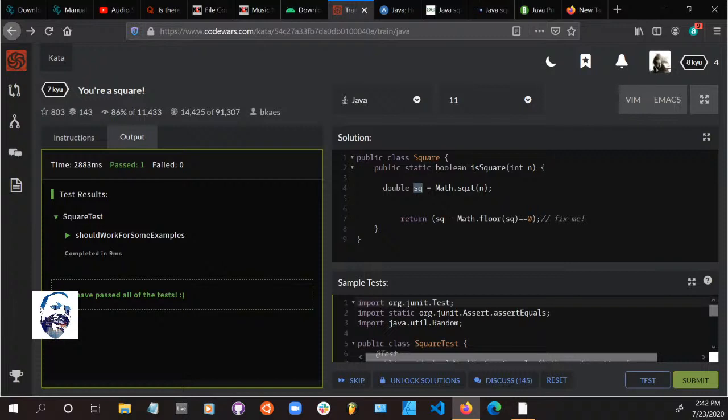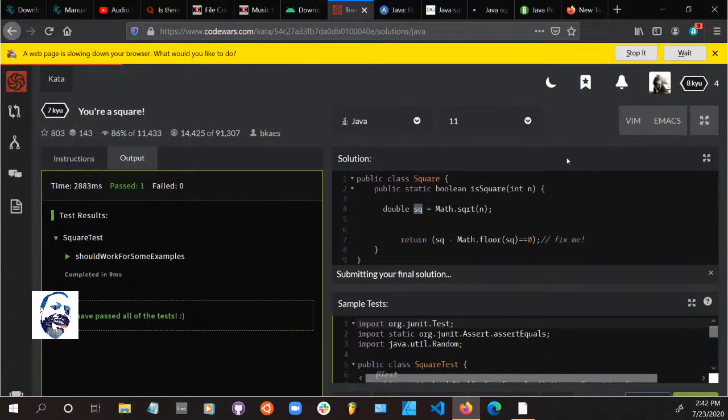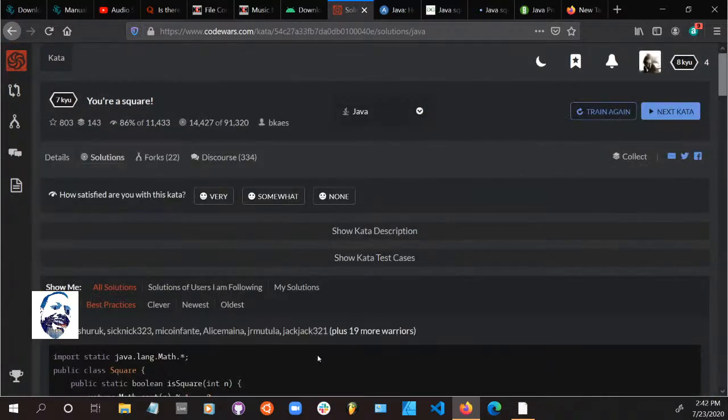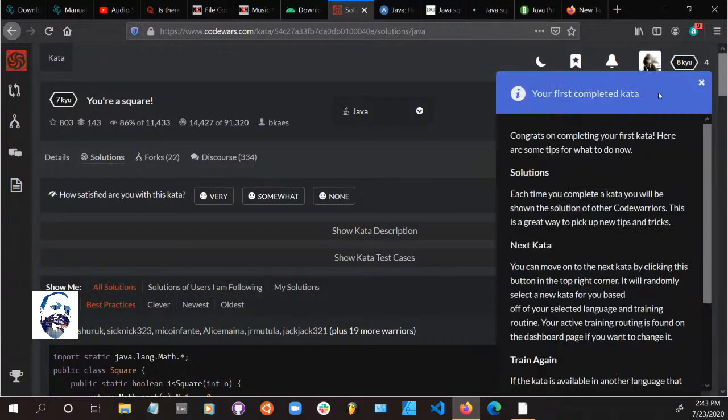So return square, and then yeah, there we go. Submit that. Submitting my final solution. And so I just solved my first kata online. I've solved some of these things before, but I never did this online using Java. That was fun. Okay, I feel accomplished.